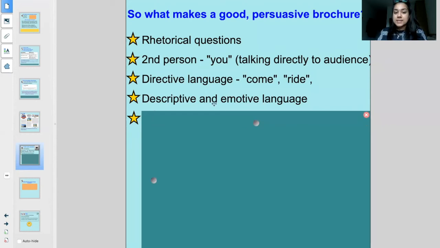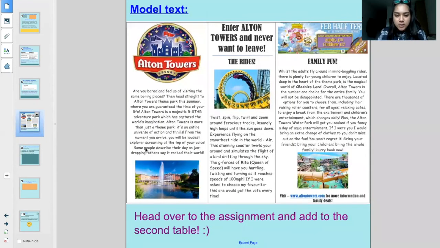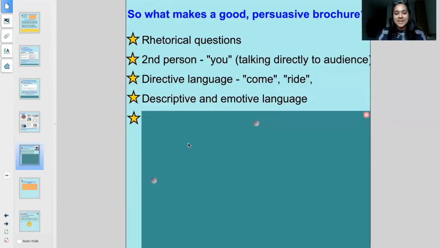As well as this, there's descriptive and emotive language. Okay, so for example, some people describe their day as jaw-dropping. Others say it rocked their world, explaining how it will make you feel. Okay, and also there's this stunning coaster twirls you around and simulates the flight of a bird drifting through the sky. Okay, that descriptive language makes you imagine yourself on this ride already.